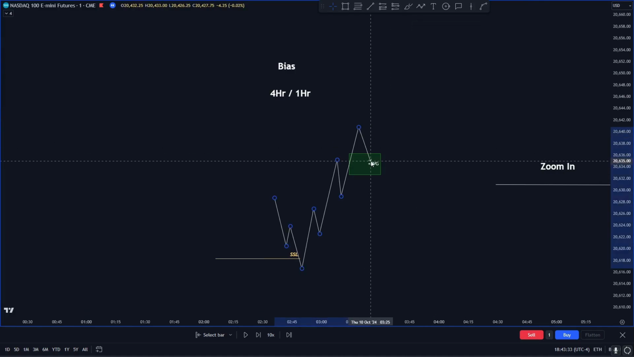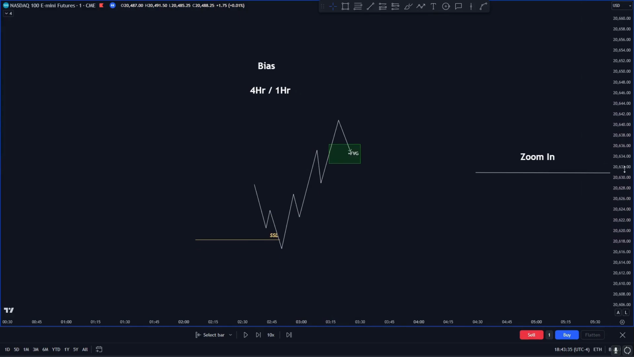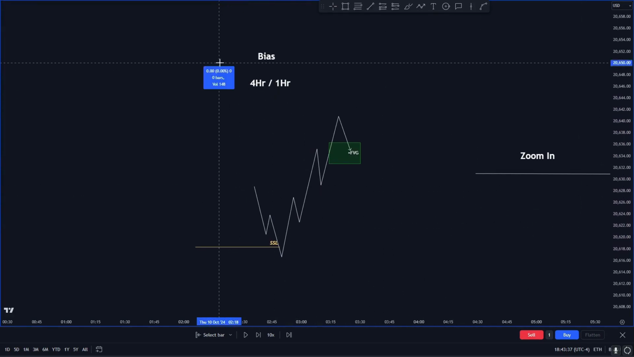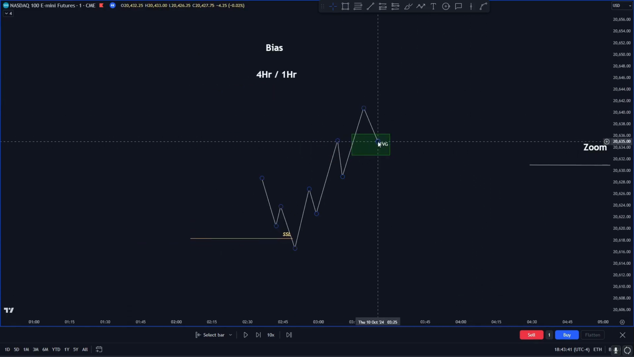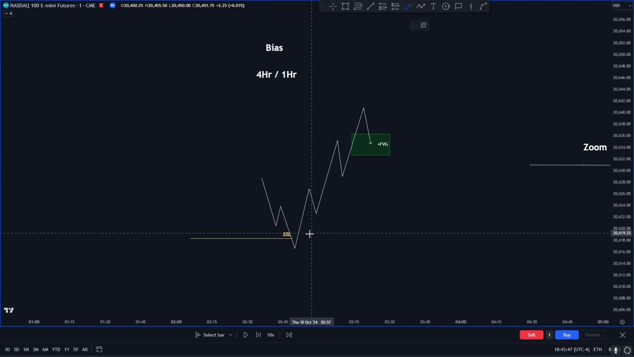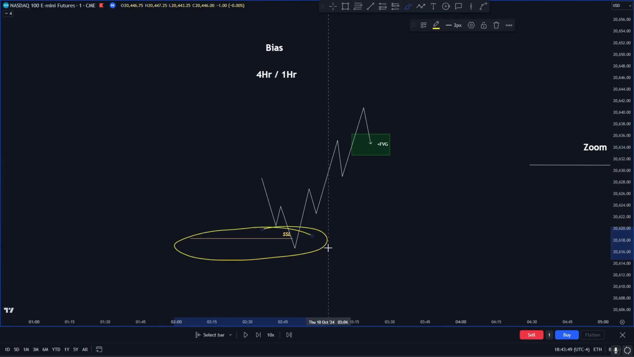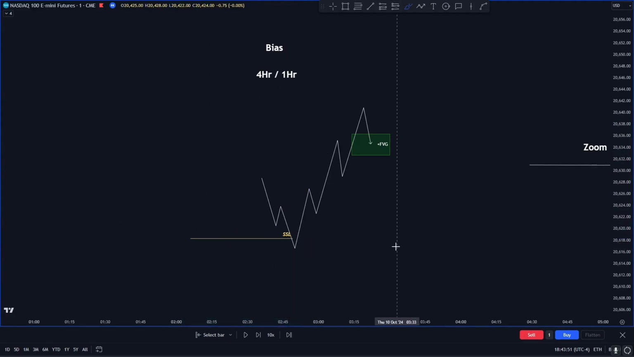Like I said, I do not spend too much time on bias. I'm not too stressed about it. I'll just look at the 4 hour or the 1 hour. Sometimes I'll look at the daily just to frame an idea. This is just the framework for our trades. And what I can see at this point in time is, let's pretend that this low right here that we swept was some sort of major low, and we're starting to have some bullish reaction. We're starting to displace to the upside.